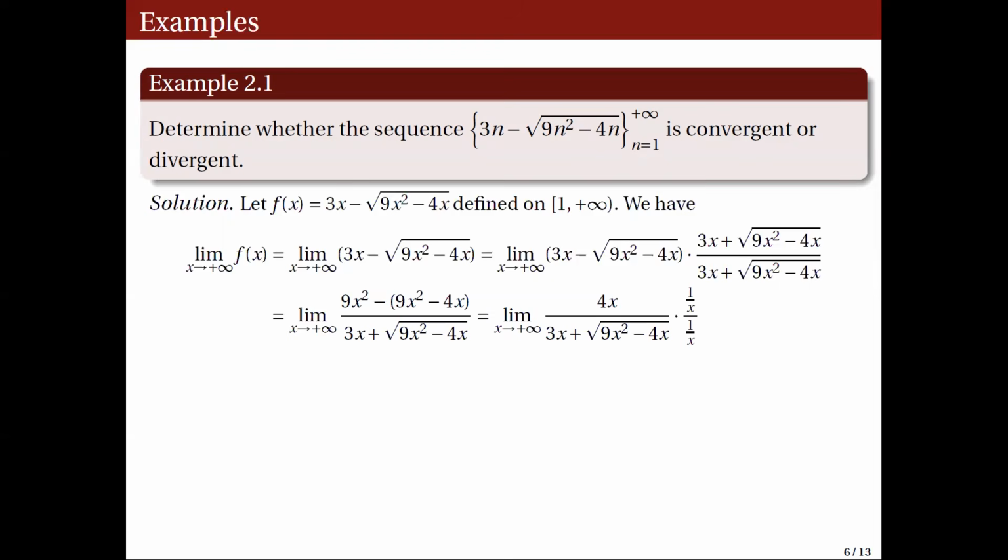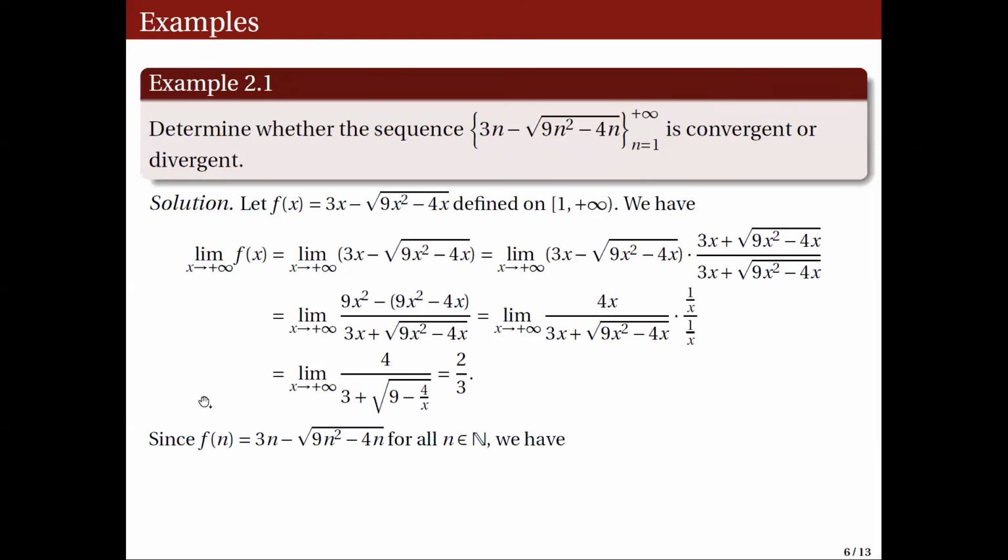as x goes to infinity. And then again, we multiply both numerator and denominator by 1 over x. So this simplifies to the limit of 4 over 3 plus the square root of 9 minus 4 over x, as x goes to infinity. So as x goes to infinity, 4 over x will go to 0. So therefore, the limit here approaches 4 over the square root of 9 plus 3, which gives us 2/3.